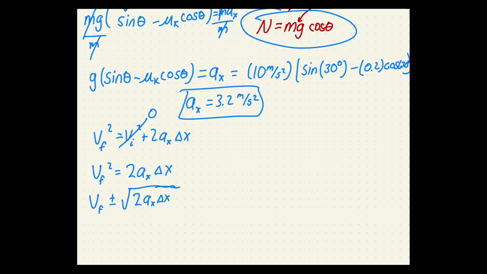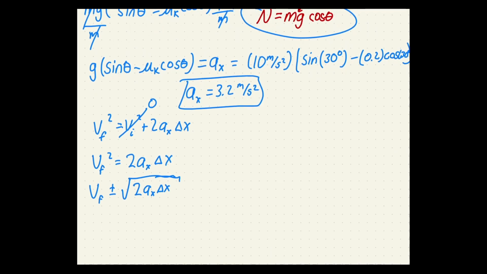Now, is it positive? Is it negative? The answer is it's positive, right? It's sliding downwards. We said that that was the positive direction, and so our velocity will be a positive value when we're done. If we defined up the incline to be our positive x, we would end up with the same analysis, except we now use the negative version instead of our positive version that we're about to use.